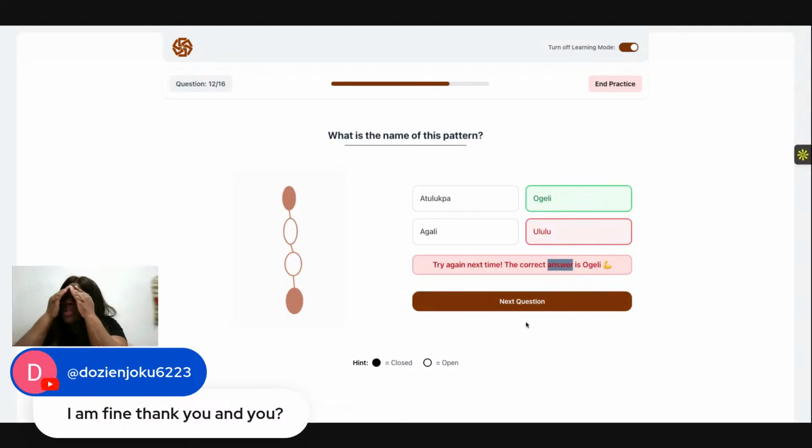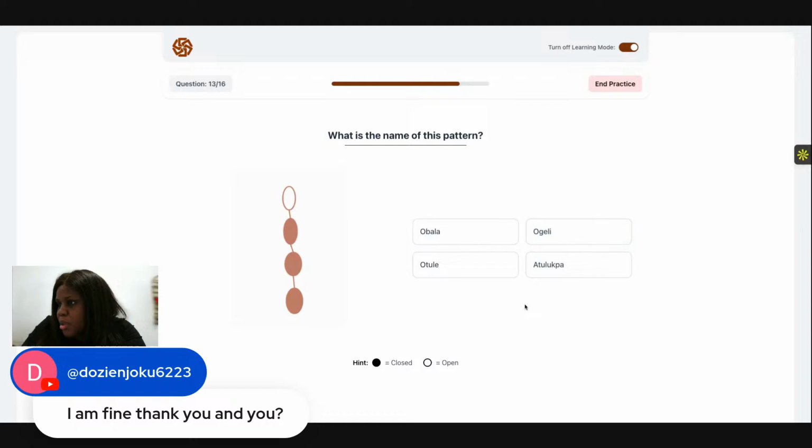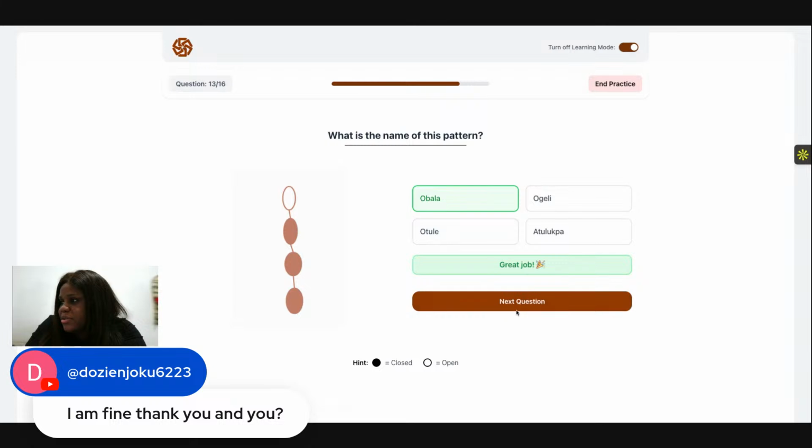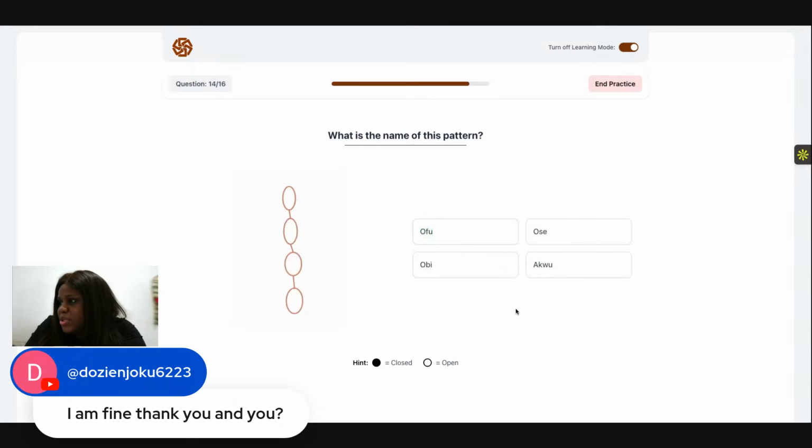How do I remember Ogeli? Maybe the two dark ones are eating the middle one. I don't know. And this final, oh, this is not the final one. This is Obala. I knew that one already. And this one is Obi. It's Apple. Let me not confuse myself. This is Obi.